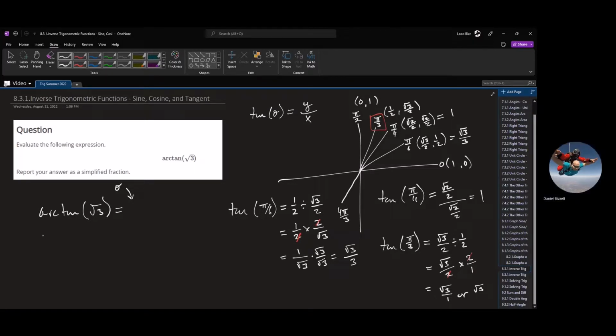But arctangent has the range of negative pi over 2 to pi over 2. So in other words, this other possible solution at 4 pi over 3 falls outside this range. Therefore, we only take the pi over 3 answer. So pi over 3 is the answer to this question.